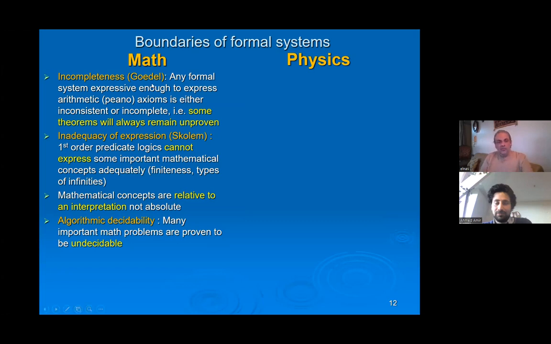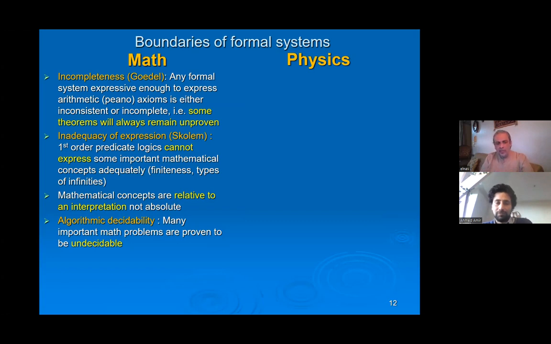So Gödel came, it is year 1935. At approximately the same time, Skolem, a guy who is at least as important as Gödel, but many people don't know him, showed that first order predicate logics cannot express some important mathematical concepts adequately. When I say express in this context, I mean to exactly characterize what I mean by finite, what I mean by infinity, and so on. He showed that first order logics cannot express those concepts adequately, means as a tool for expressing infinity and finiteness, which are very important concepts in mathematics, of course, you cannot use mathematical logic. So this was another very big blow.